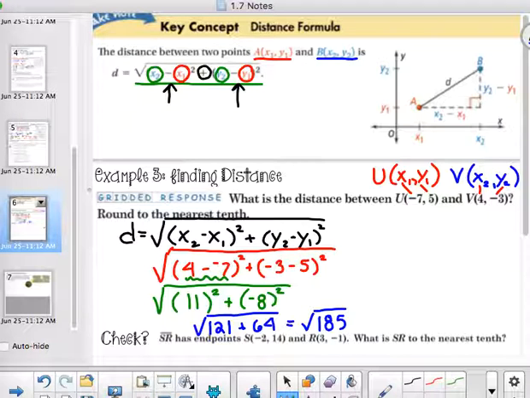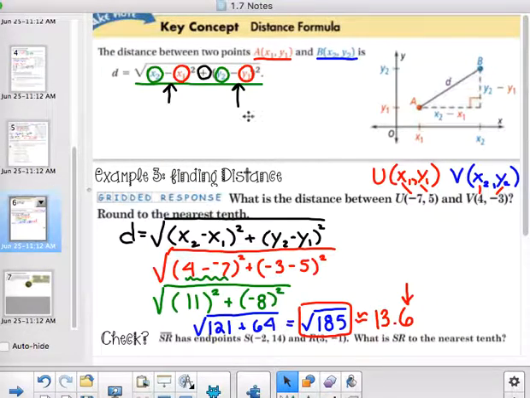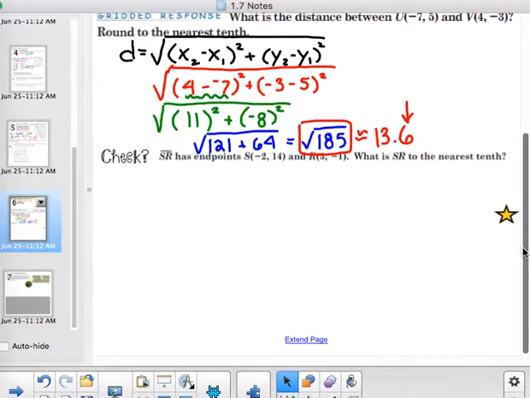In the directions, it told me to round to the nearest tenth. So I'm going to type in the square root of 185, and I get a decimal of 13.6. Rounding to the nearest tenth means I should have one decimal place. Okay? All right, it's now your turn on your Ed puzzle. Please find the distance between these 2 points, and again, round it to the nearest tenth.